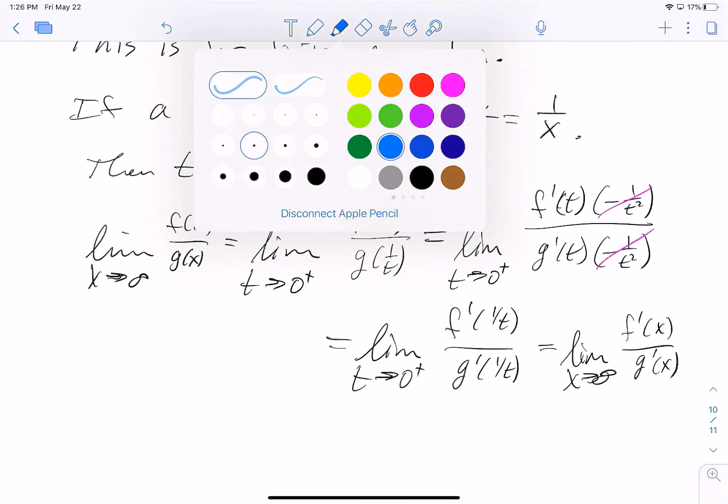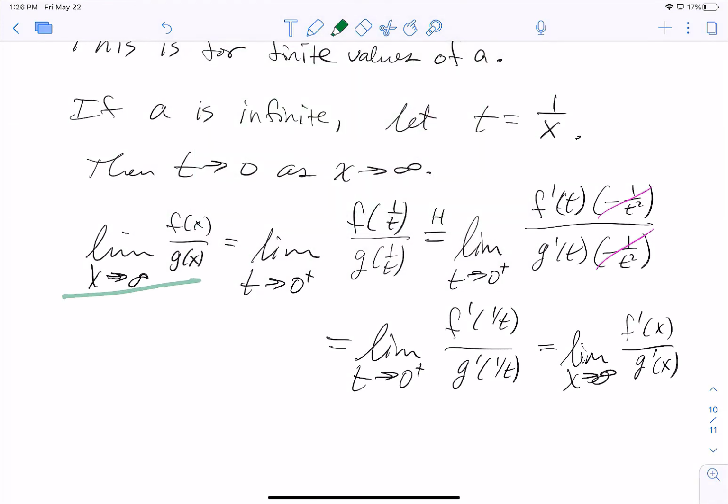And so we've shown this time that the limit that started out with f of x over g of x as x approaches infinity equals the limit for the derivatives. And that justifies the work that we did in situations in which x was approaching infinity or negative infinity.